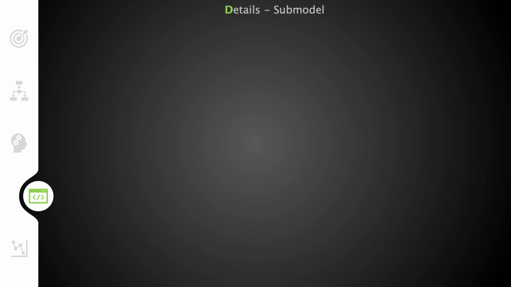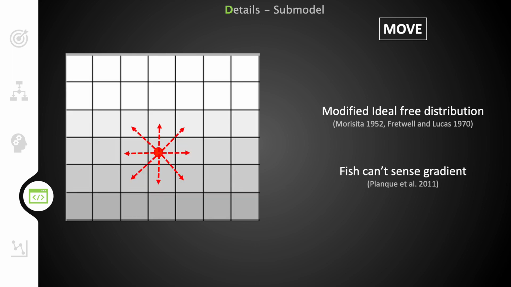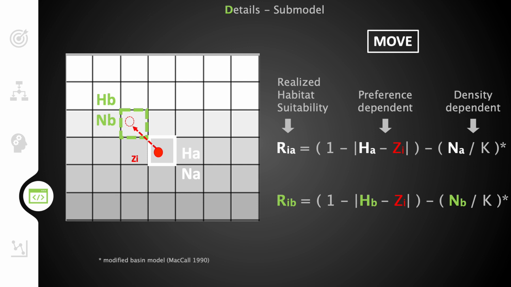Let's have a look now at an important task performed by the fish. The moving process in our model follows a modified ideal free distribution, which states that individuals are free to move towards a better habitat when there is no restriction in dispersal, nor intra or interspecific competition. We also consider the fact that fish do not always have the capacity to sense environmental gradient. Translating this behavior into the simulation, the fish randomly choose a neighboring cell among 8 candidate neighboring cells and compare the habitat suitability of that cell with the one in which the individual is.